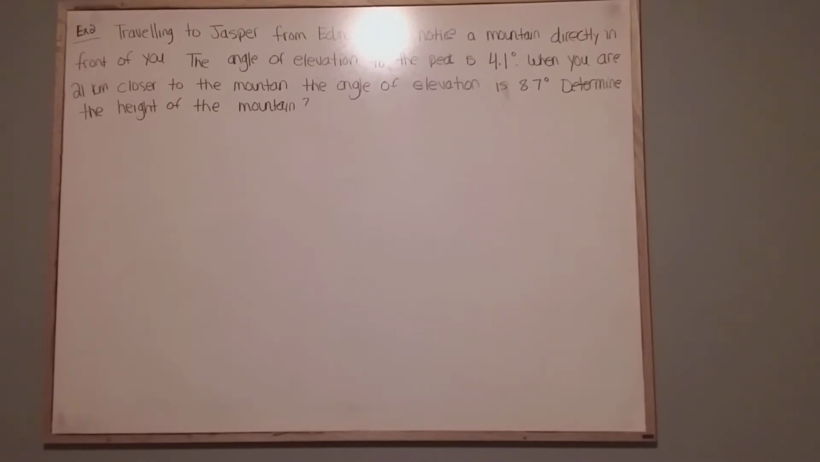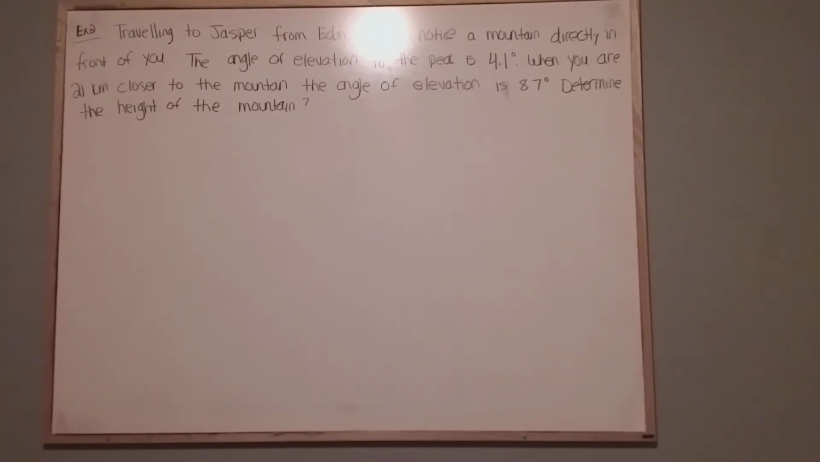Example 2. Traveling to Jasper from Edmonton, you notice a mountain directly in front of you. The angle of elevation to the peak is 4.1 degrees. When you're 21 kilometers closer to the mountain, the angle of elevation is 8.7 degrees. Determine the height of the mountain.